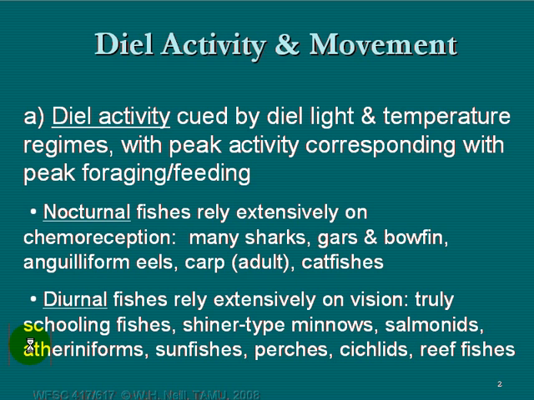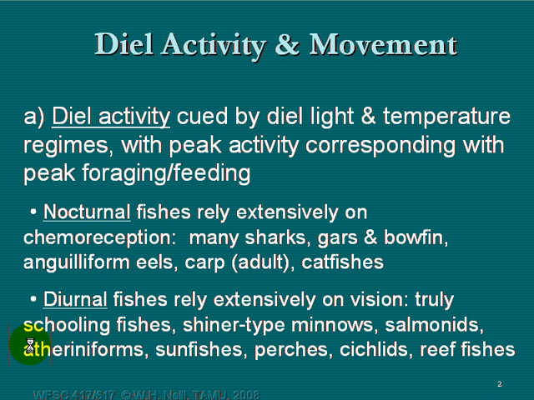And most folks will distinguish groups of fishes as being either fundamentally nighttime or daytime in their activities. Nocturnal fishes are thought to rely primarily on olfaction, or chemoreception at least, in food finding. Here are some examples: sharks and gars and bowfin and the anguilliform eels. Catfishes and carp use their senses of chemoreception to find food and to distinguish between food and non-food.